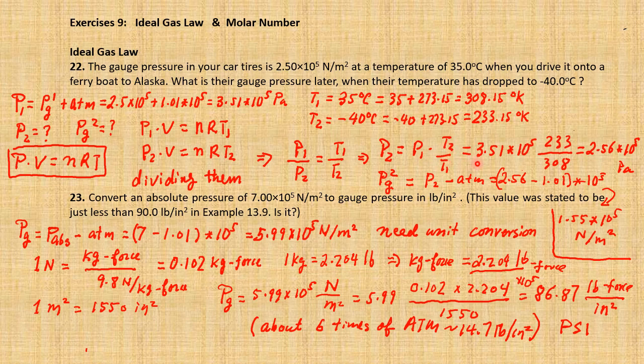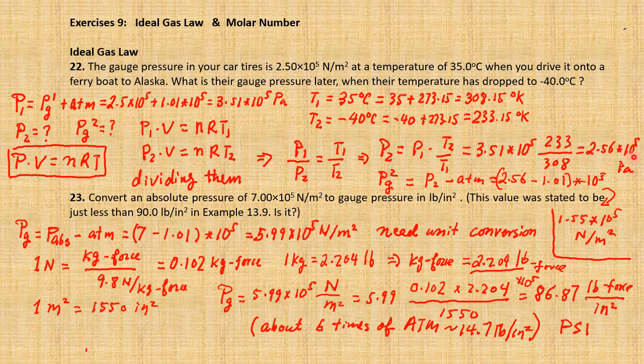And then you plug in numbers. So that's the P1, the initial pressure, and this is the ratio of the two temperatures. So this is the initial temperature, and that's the final temperature. So it's less, so the pressure becomes less.